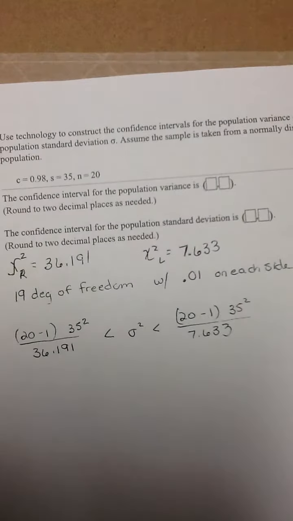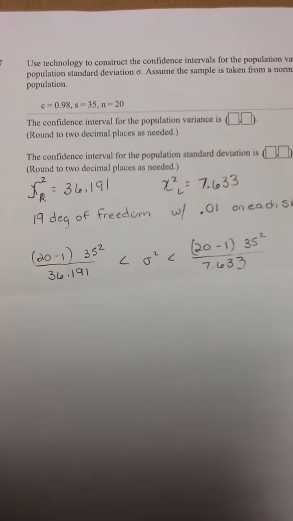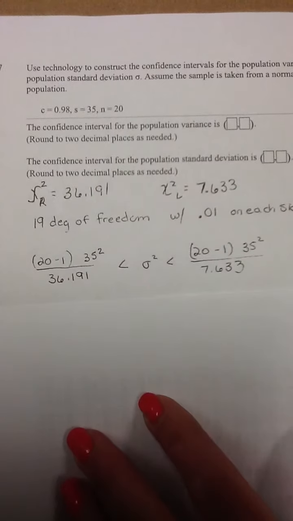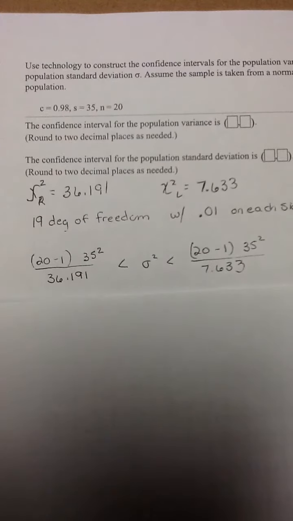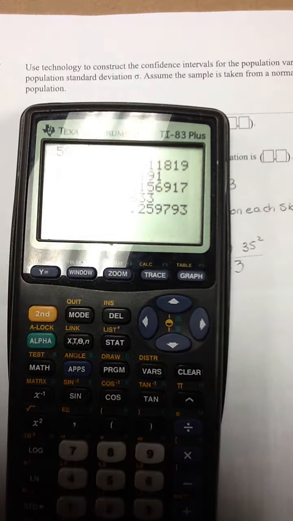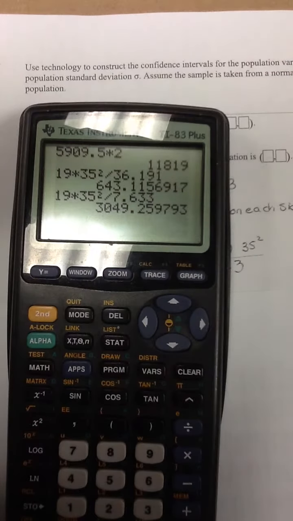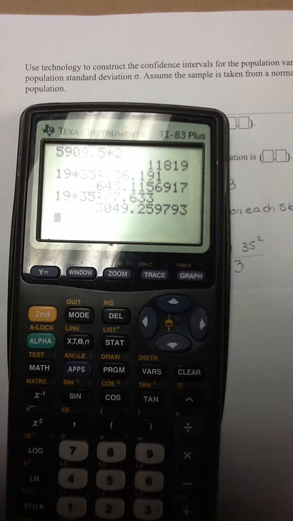So now I go back to my problem and I've looked up these chi-square values. I'm going to substitute them into that problem, and when I evaluate it, I'm going to end up on my calculator with these values. Sorry about that glare, I'm going to try to block it here. 19 times 35 squared divided by my chi-square right, and then 19 times 35 squared divided by my chi-square left.